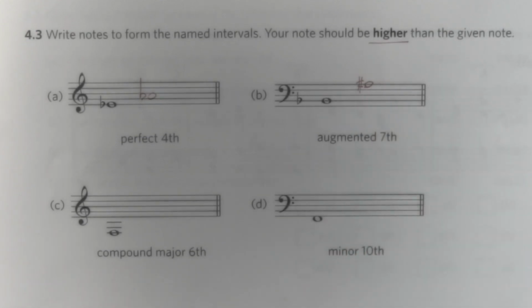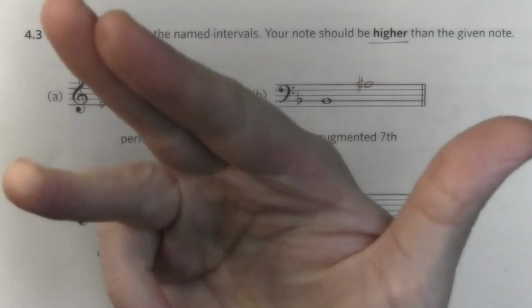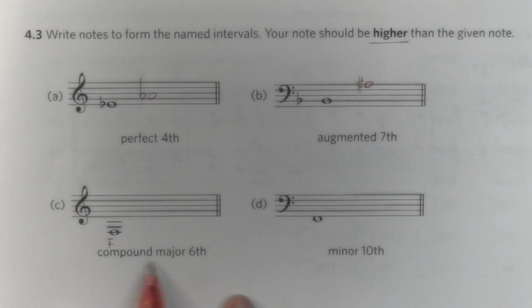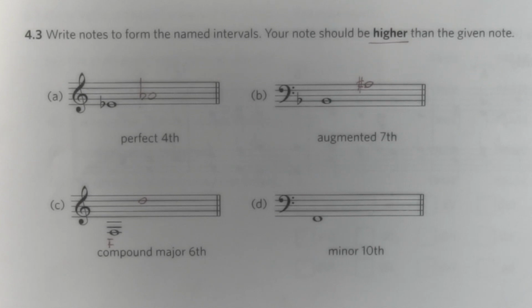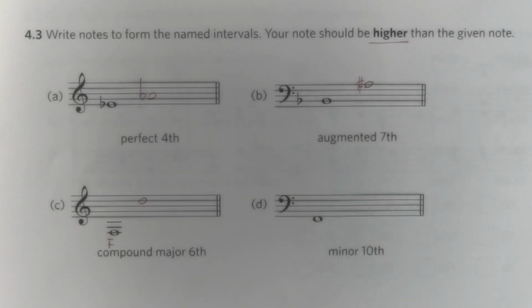A compound major 6. Now let's take the compound out for the moment. If you're not sure what this note is, you can count. Anyway, it's fa, do, si, la, sol, fa, so in F. Okay, a major 6 from F, so fa, sol, la, si, do, re, is just D. Is here, but because it's compound, we need to raise it up again over an octave. So this is a compound Fa major 6th.